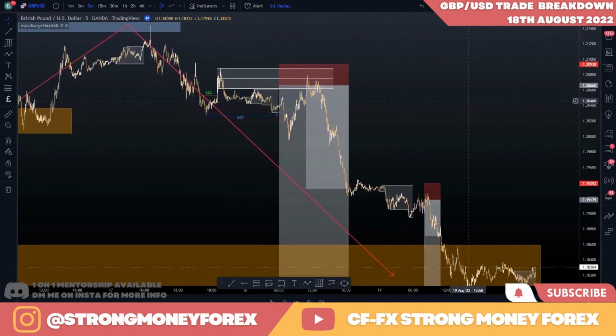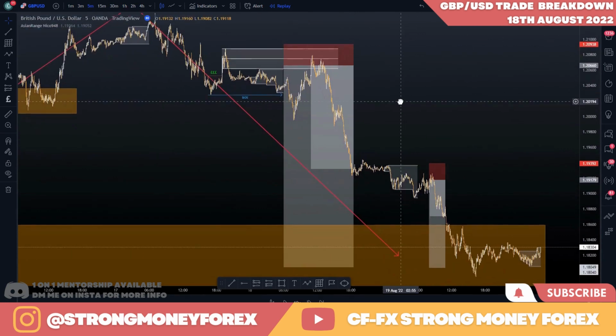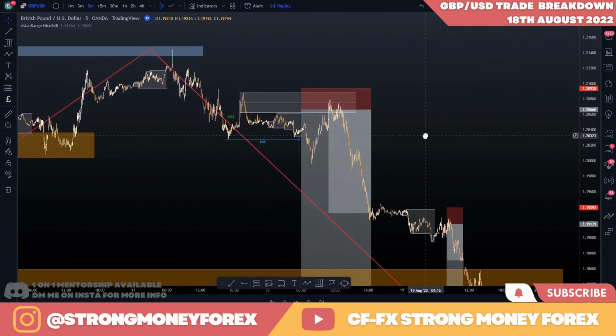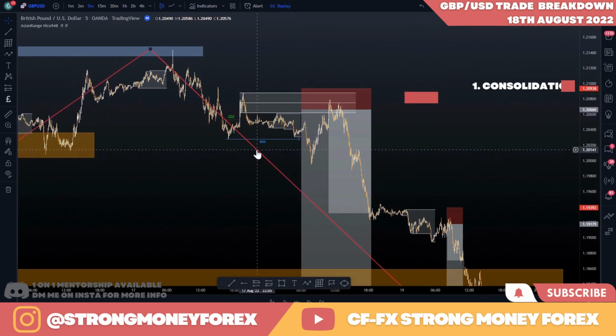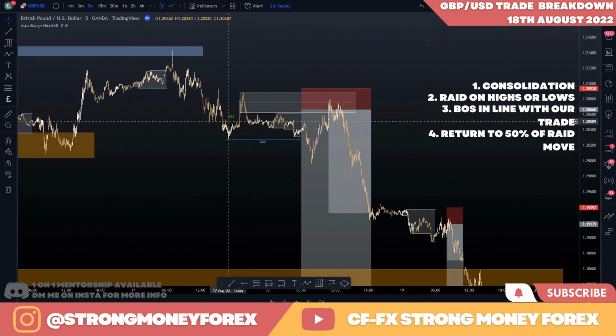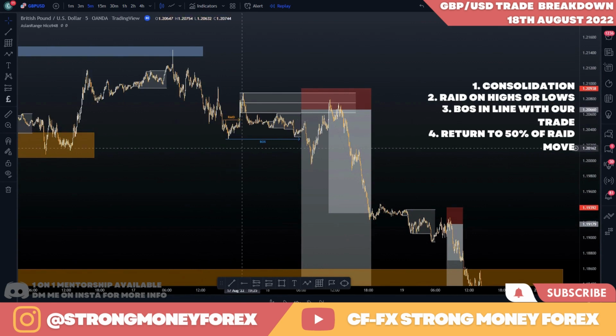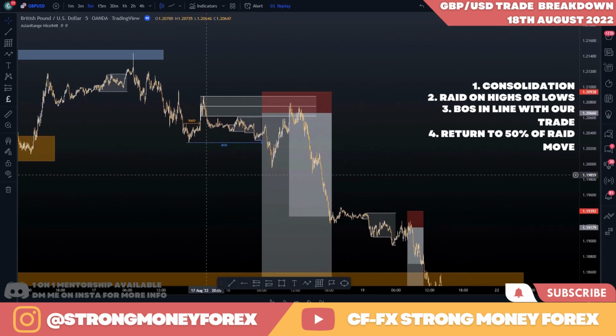Okay, so I saw this setup appear. It's a really, really simple setup, and it repeats itself down the bottom, as you can probably see. Okay, what we're looking for is exactly what we drew out earlier. Okay, a raid on the highs. Let's get rid of this line because we know we're in a downtrend now. Okay, a raid of the highs. Really simple. A breaker structure in line with our higher time frame bias, and then a return to 50%.